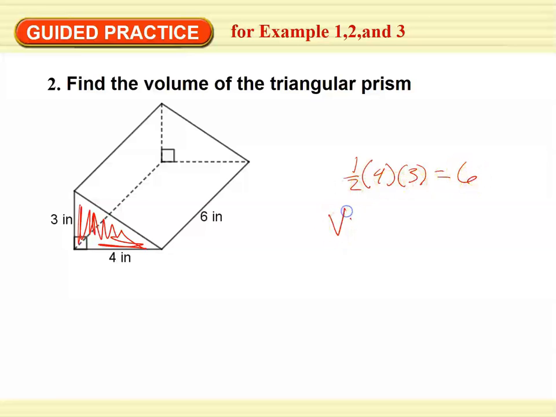And so then to find the volume, I take that area of the base and times it by the height of the prism. And remember, the height of the prism is the distance from one base to the other base. So because this prism is turned on its side, that height is this right here. Okay, so the height of a prism is always defined as the distance from one base to the other base. In this case, 6. So the volume is going to be 36 inches cubed.